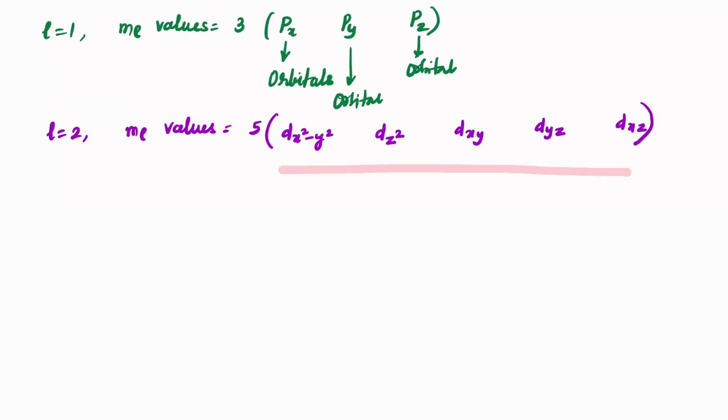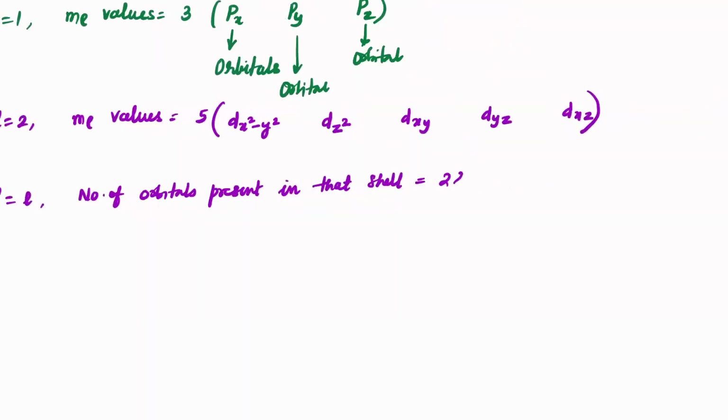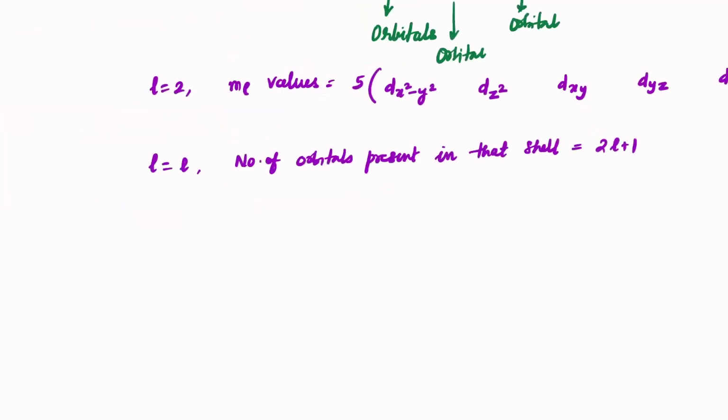So if I write down that if L is equal to some L value, then the number of orbitals present in that particular subshell will be equal to how much? 2L plus 1. These many orbitals we have.